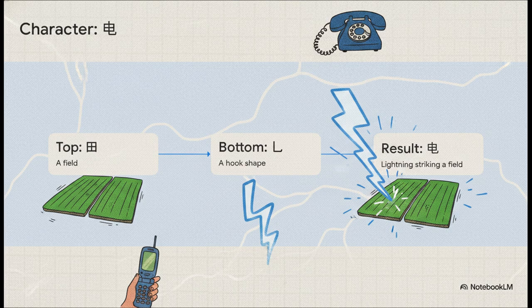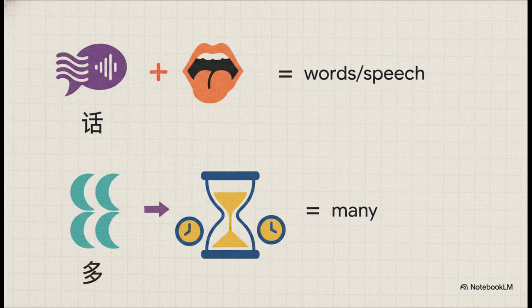And of course, electricity is the first half of the word for telephone, 电话. The visual logic continues with the second half of telephone, 话, meaning words or speech. The left side is the speech radical, and the right side is the character for tongue. You literally use your tongue to speak words. And what about duo, which we used in 多少 for how many? It's made of two evening characters stacked on top of each other. Stacking two evenings together visually represents a lot of time passing, perfectly creating the concept for many or much. It really isn't just memorization, it's visual storytelling.